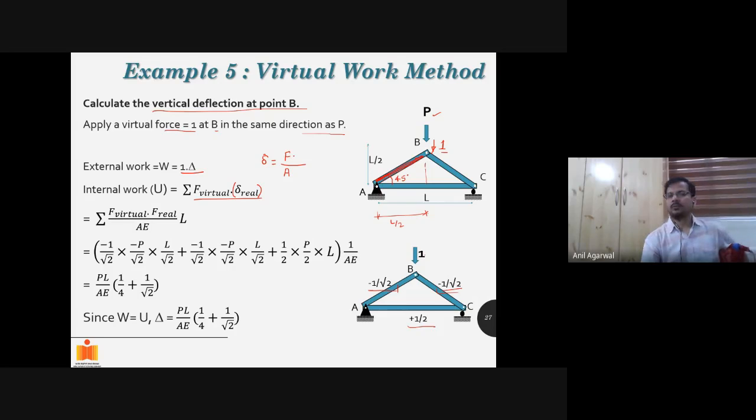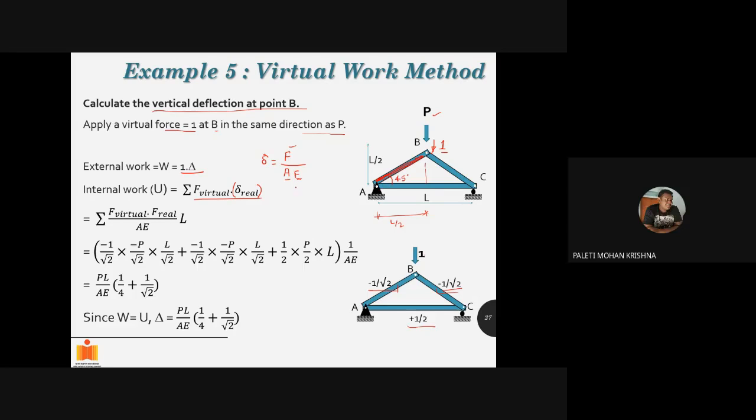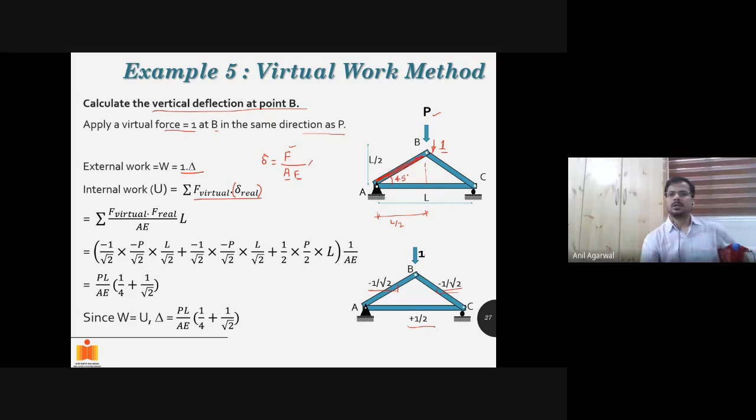Very good. So if force is known in that member, axial force divided by A, the cross section area, will give me the stress value. Stress divided by E will give me what? Strain value along the length. This multiplied by L will give me the change in length, that is deformation. Okay, so I can substitute that here. So delta real is F real multiplied by L divided by AE.